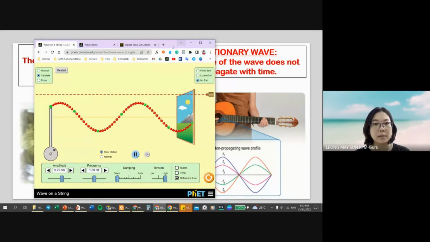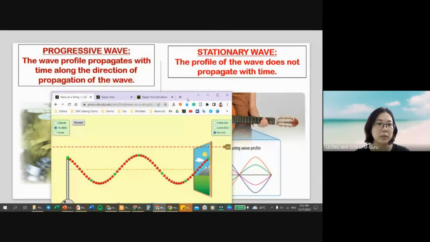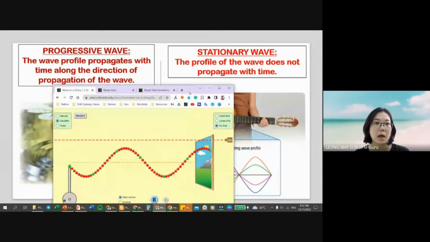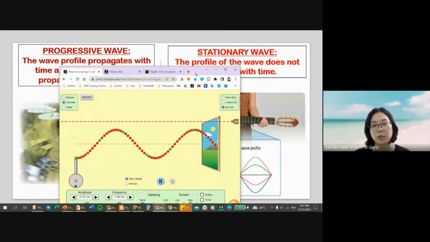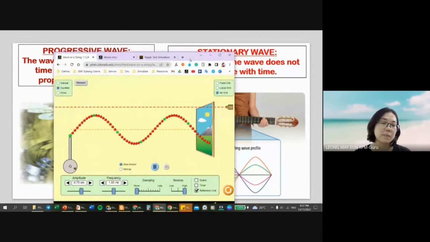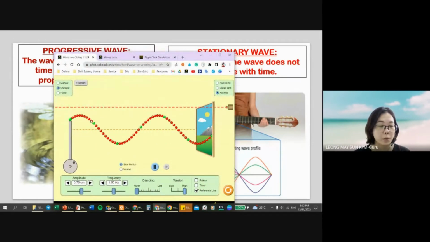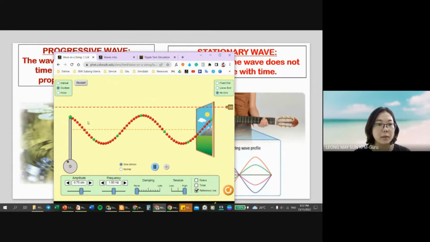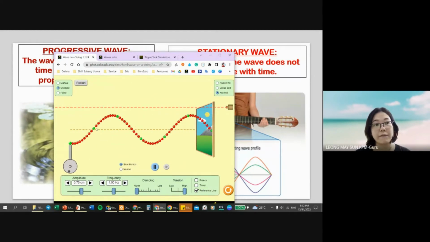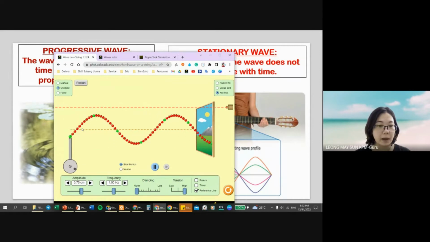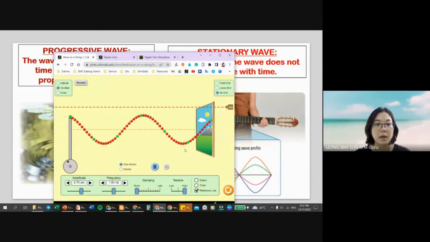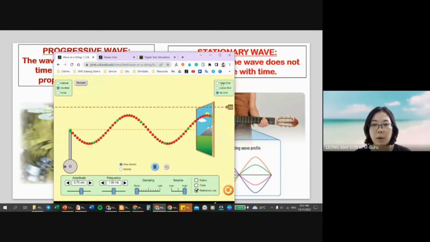So a progressive wave, based on this definition, is a wave profile that propagates with time along the direction of propagation of wave. So what does this mean? An example of a progressive wave would be like this. The wave keeps changing every single time. It's not fixed. The position of the particles keeps on moving along as the time goes. But what happens when I fix the end?